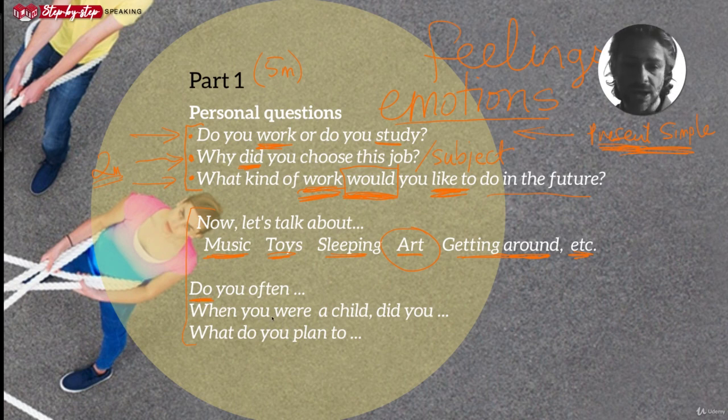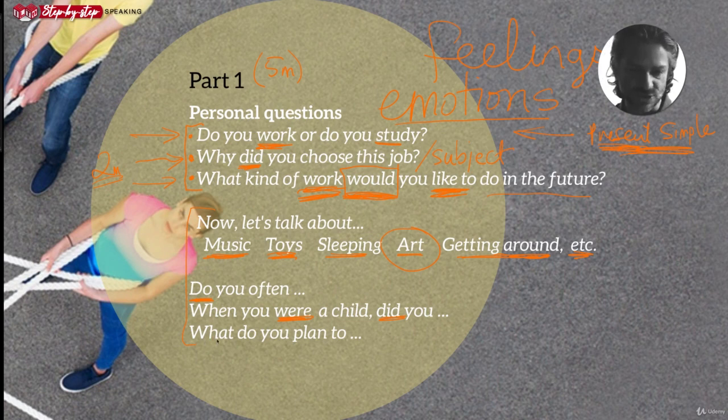This one here, when you were a child, did you? Okay, so past simple now. Say for example, did you have a favorite toy that you liked to play with? Okay, so when you were a child, did you have a favorite toy you liked to play with? Oh yes, I did. My favorite toy, in fact, was a small red plastic fire engine that I used to scoot around the living room with.